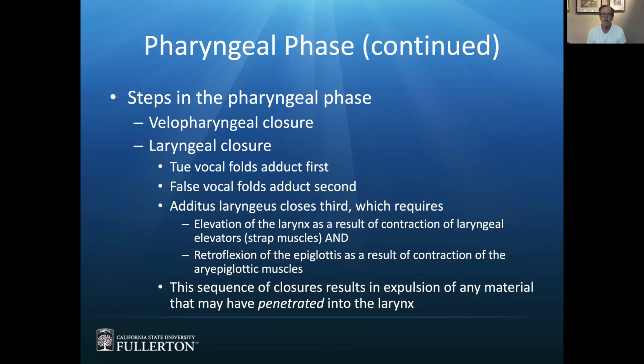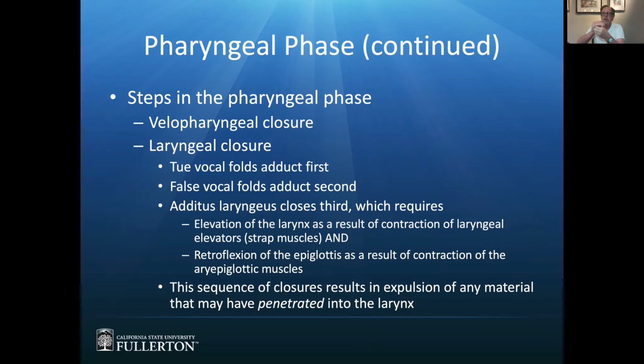Now, let's go to additus laryngeus closure and exactly how that occurs. There are 2 aspects to it. One is the elevation of the larynx, and the other is the retroflexion of the epiglottis. The reason there are 2 aspects is if you're just talking about retroflexion of the epiglottis downward, it can't retroflex enough to completely close the larynx. It needs a little help. And the little help it needs is for the larynx to kind of rise up into it. Okay, so here's my epiglottis. Here's my additus. Here's my epiglottis retroflexing. And here's the larynx rising up into it.